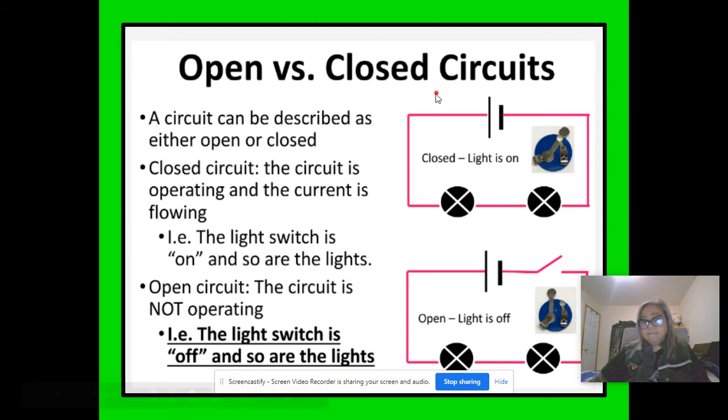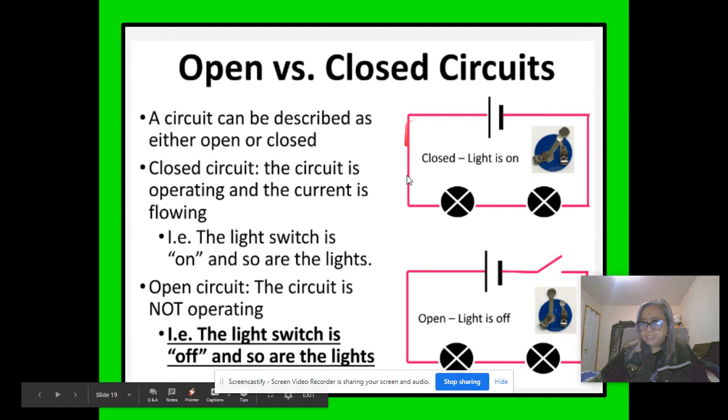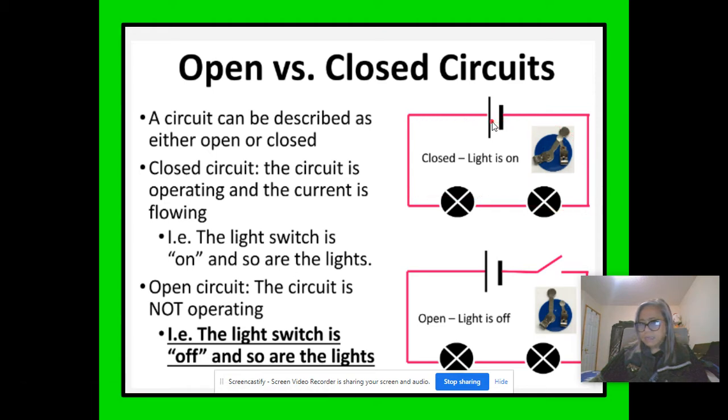Now, let's have a little bit of an understanding of open versus closed circuits. If you just look at these two diagrams here, you can see closed, as in closed, like really like this, right? Now, open, if there is a break in here, you can see this. So here, a circuit can be described as either open or closed.